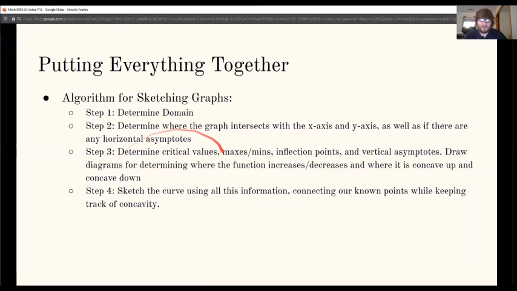And with everything that we found, we can sketch the curve using this information, and we can connect our known points. But you want to be sure to keep track of concavity. So if you have a point here and a point here, you don't want to just draw a straight line if you know it must be concave up. You want to make a little cup shape, or if it's concave down, like that.